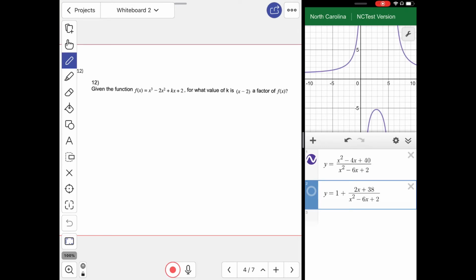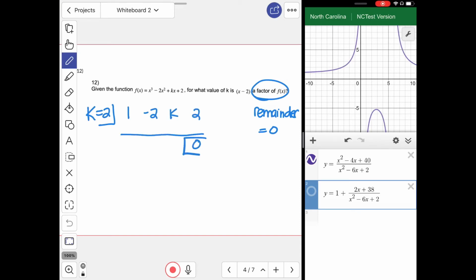All right, so given this function, they want to know what does k have to be in order for it to be a factor. Now remember, to be a factor, the remainder would have to equal 0. So I can work backwards with my synthetic division. So I know that k equals 2. So I have 1, -2, k, and 2. And we know this has to equal 0.